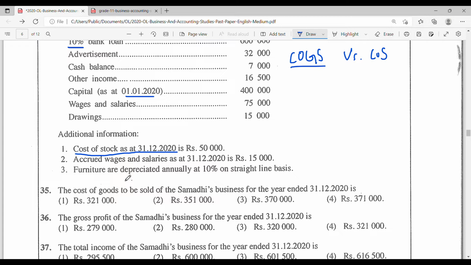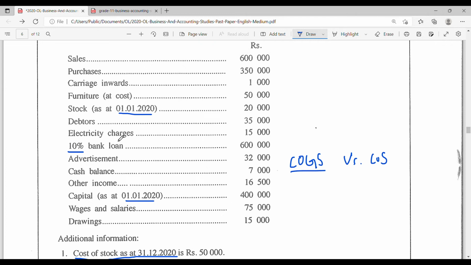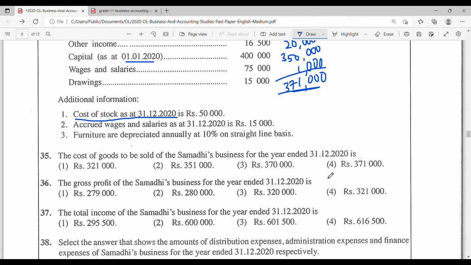They want you to find the cost of goods to be sold in this particular question. So here let's get the opening stock, 20,000. Then you add purchases, which is 350,000. They also have carriage inwards of 1,000. No loading expenses here. So the total cost of goods to be sold is 371,000. So answer 4.